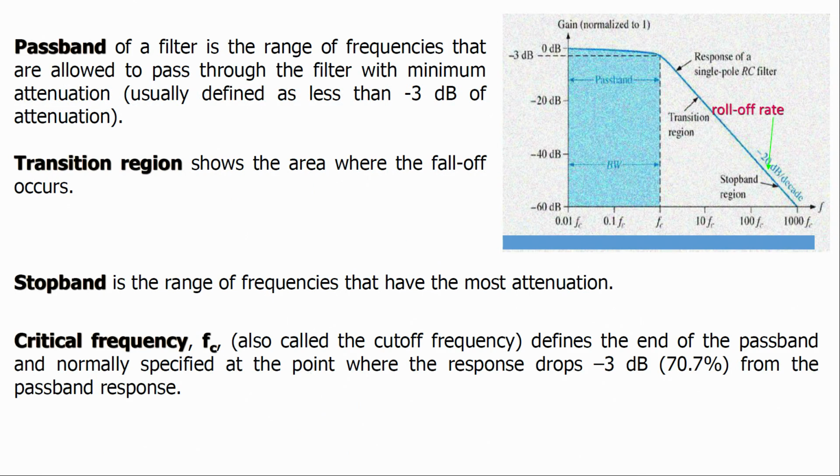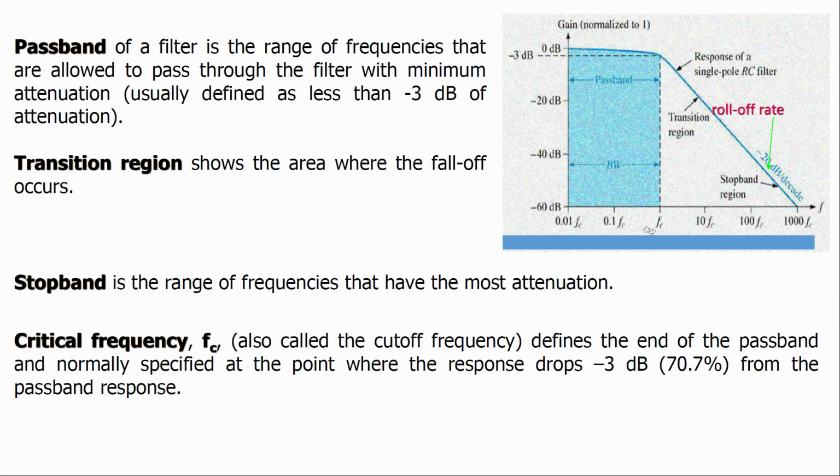Now, what is the pass band? The pass band is the range of frequencies that are allowed to pass through the filter with minimum attenuation. The transition region shows the area where the fall off occurs. So after the pass band is over, the fall off starts, the attenuation starts, and this is your transition region. Then there is a stop band, which is the range of frequencies that have the most attenuation.